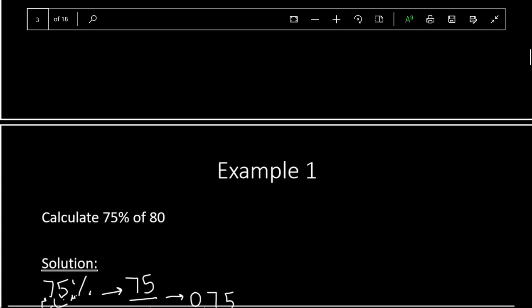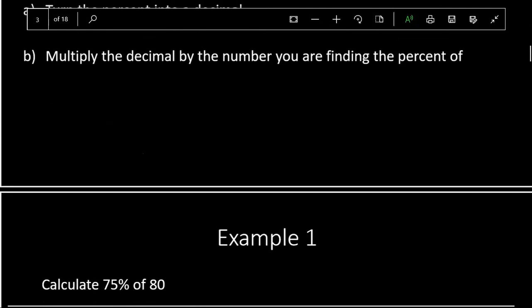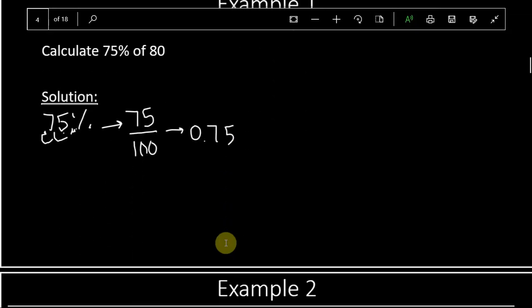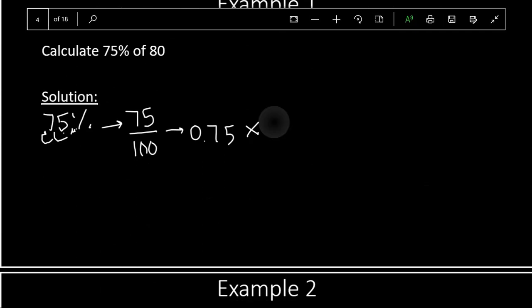So next is our second step. We are going to multiply the decimal by the number that you are finding the percent of. Really, that's just a complicated way of saying we're going to take our decimal, 0.75, and multiply it by the other number they gave us in the question, 80.